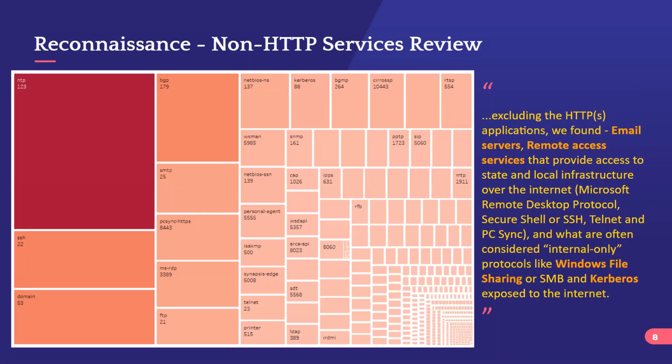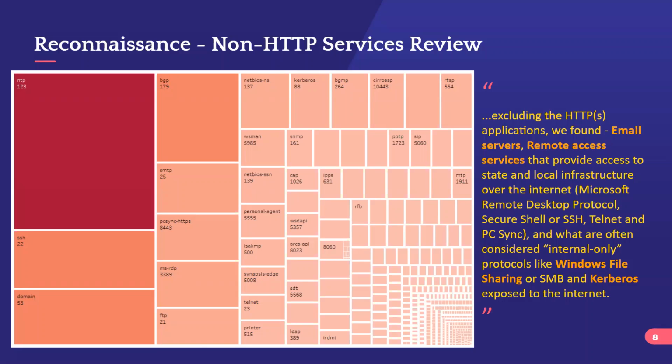We also wanted to look at, apart from the top 2 ports, the remaining 50% of the services. What do we see? While web servers and legacy applications running on them are good targets, we also wanted to understand other services exposed in these environments. After excluding HTTP and HTTPS applications, we found email servers that, if exploited, could be used to steal emails and send fake messages from official accounts. We found a lot of remote access services like RDP, SSH, PC Sync, and unfortunately, Telnet, in 2020. Imagine that. We also found Telnet that provides access to state and local infrastructure over the internet. These are great attack targets for establishing a foothold for attackers to compromise the infrastructure and spread laterally.